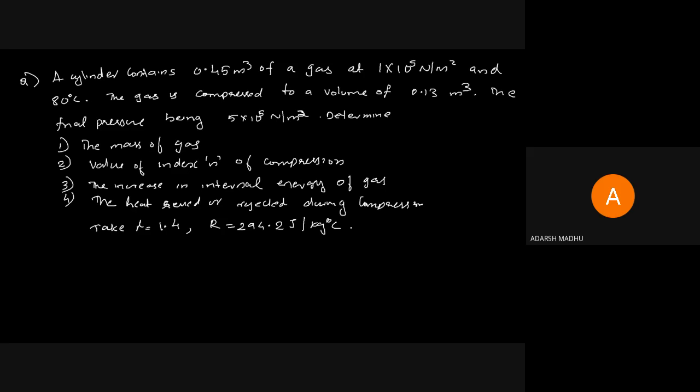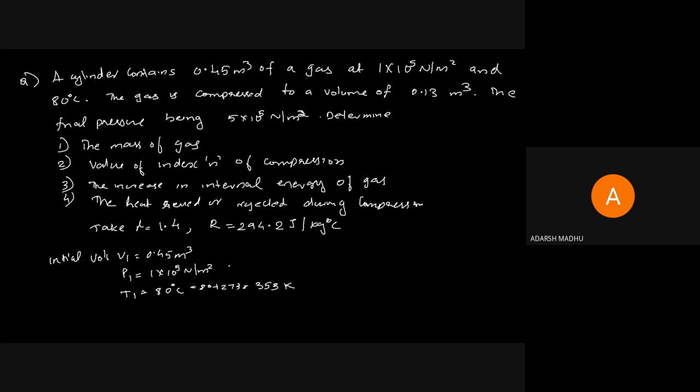So here the question is a cylinder containing 0.45 meter cube of gas, that is the initial volume V1. Write down the given data. V1 equal to 0.45 meter cube. P1, the initial pressure, equal to 1 into 10 raised to 5 Newton per meter square. And T1 equal to 80 degrees Celsius, equal to 80 plus 273, equal to 353 Kelvin.